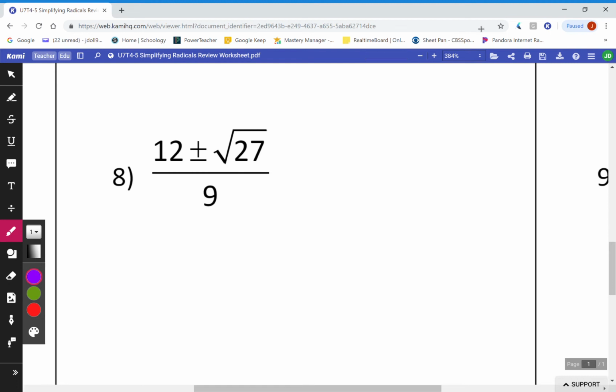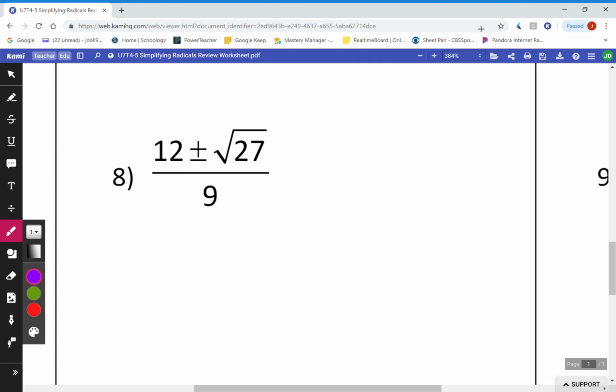I can't add or subtract these two terms because this is not a radical and this is a radical. I can't divide anything by 9 because nothing is here currently divisible by all three terms. 12 and 9 are both divisible by 3, but currently the square root of 27 is not. Even though 27 is, remember, it's inside a grouping symbol. Things outside grouping symbols and things inside grouping symbols cannot have the same operation done to them to simplify.